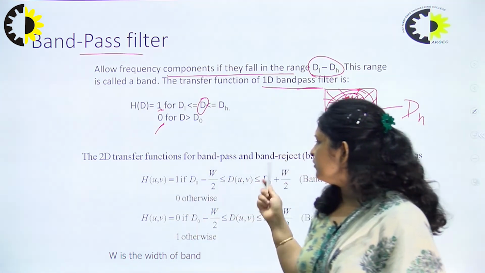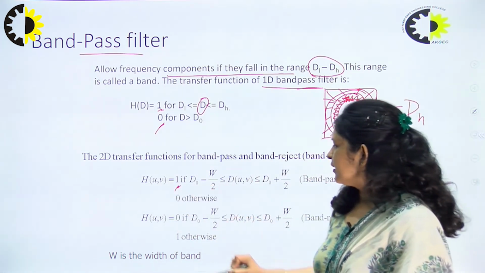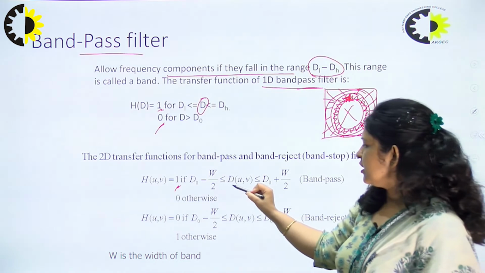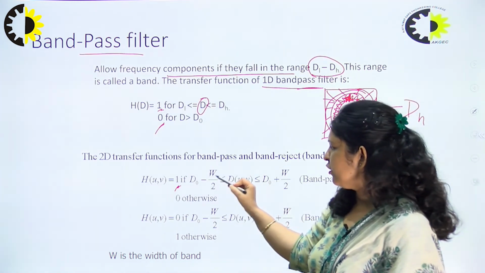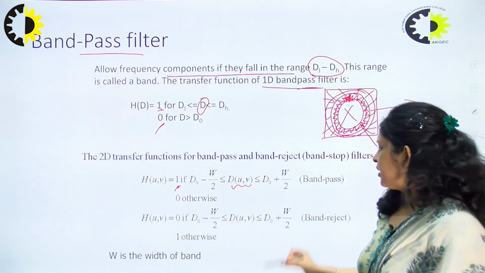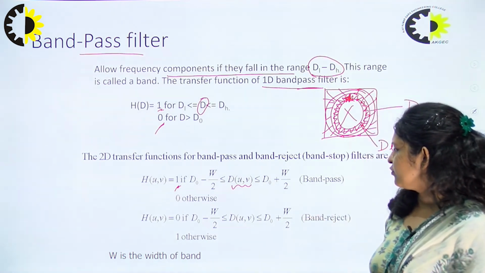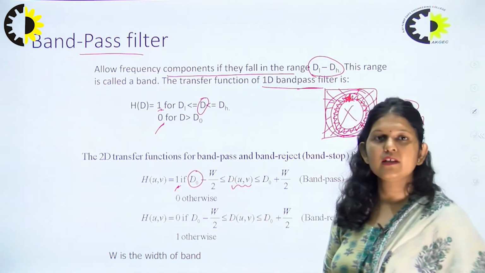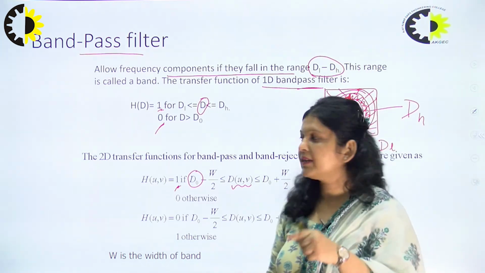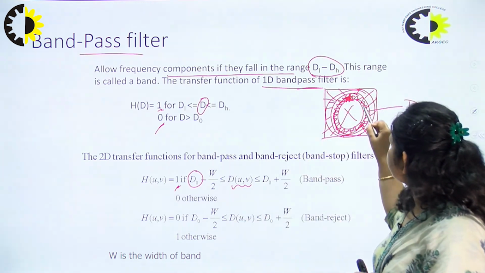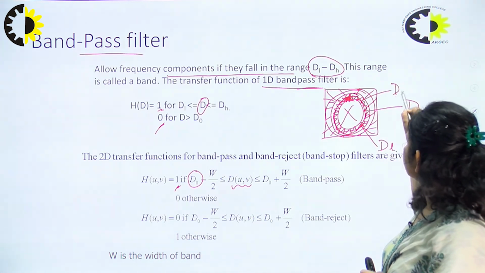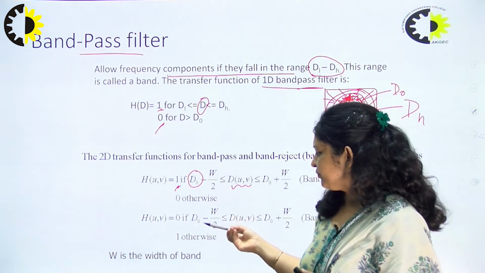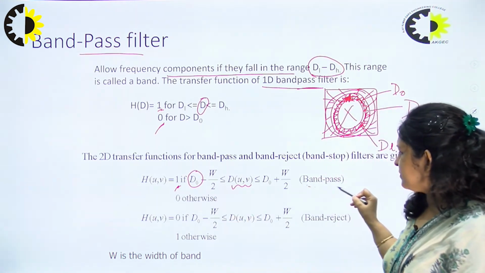So the 2D value would be 1 where W is the width of the band, when D of u comma v lies between D naught minus W by 2 and D naught plus W by 2, where W is the width of the band and D naught is the cutoff frequency of the center concentric circle within the band. This particular value would be D naught, the center value within the band, otherwise it is 0. Okay. So this is the band pass filter.